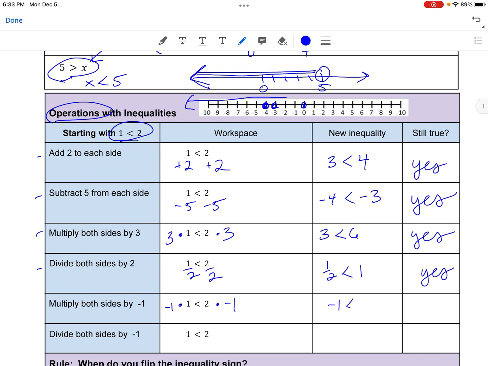Is -1 less than -2? Let's look at our number line up here. Here's -1. -1 is not less than -2. -1 is actually bigger than -2. No, that is not true.